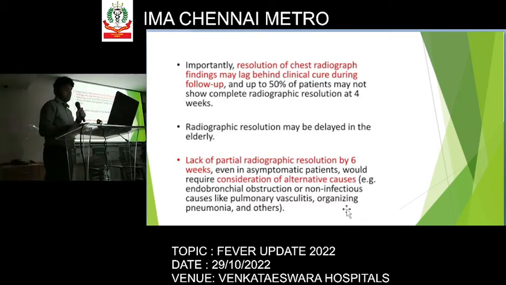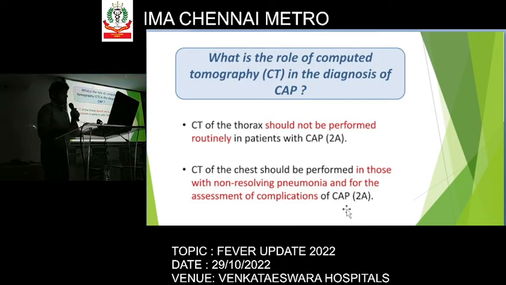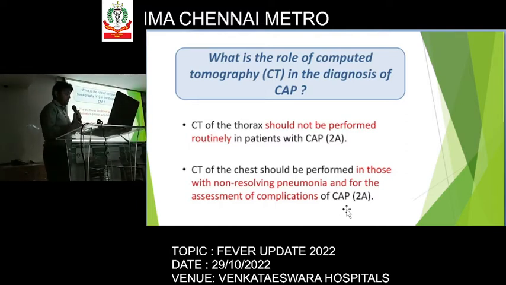And is there a role for CT in a case of community-acquired pneumonia? Routinely, there is no role for a CT thorax because community-acquired pneumonia can be diagnosed by clinical and X-ray findings. But CT is needed when there is a non-resolving pneumonia, or we have to assess for complications of community-acquired pneumonia, like when a patient has gross hemoptysis or features of sepsis. To assess the status, we can do CT, but routinely it is not indicated.